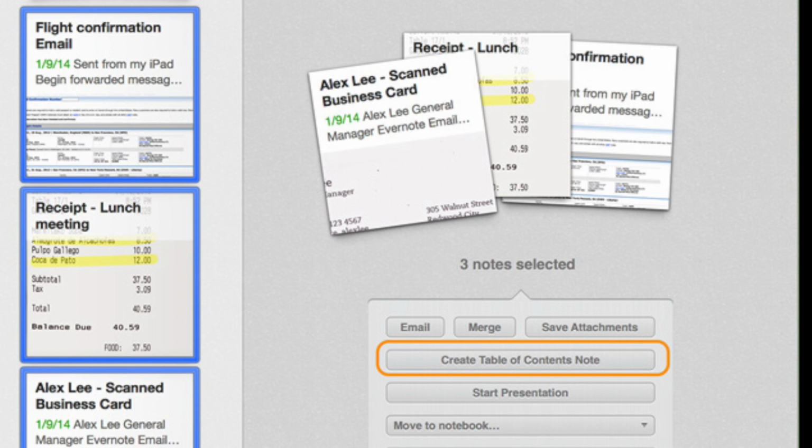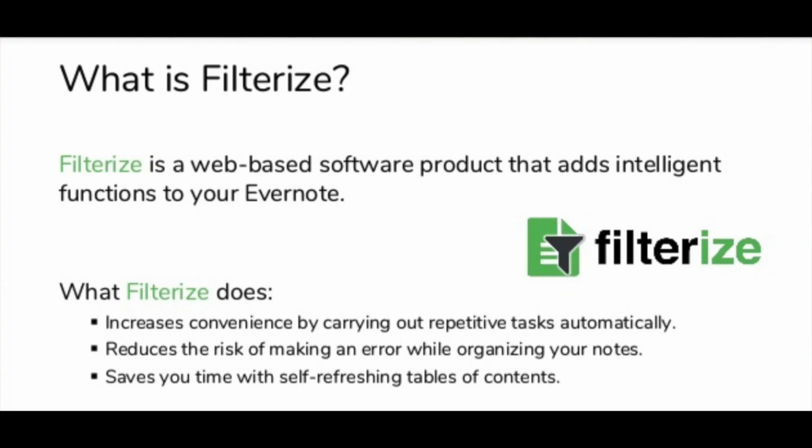Now to mitigate that, there is a website by the name of Filterize. I'm going to leave a link to this also. Filterize is a great tool. They have a paid option or a premium option, but you can use the free version, where they allow you to create three note links for creating dashboards, and it automatically updates your table of contents. So you don't have to recreate the TOCs or the table of contents every time you add a note.